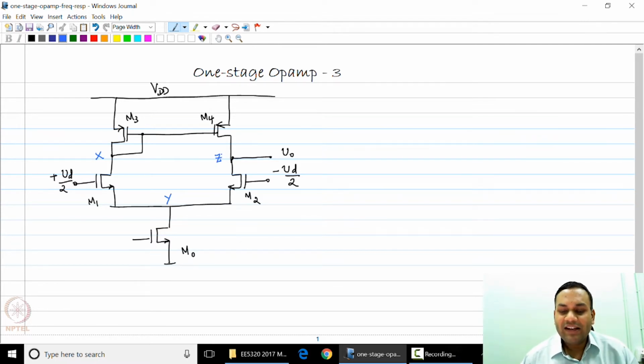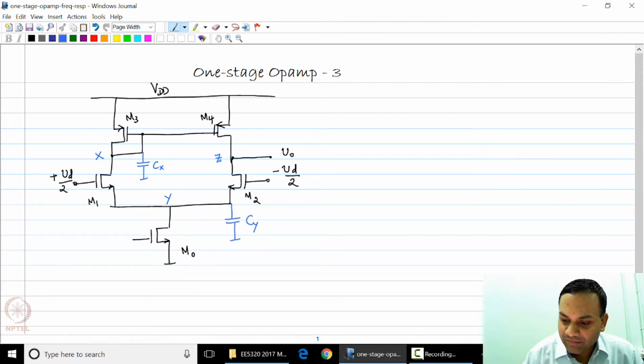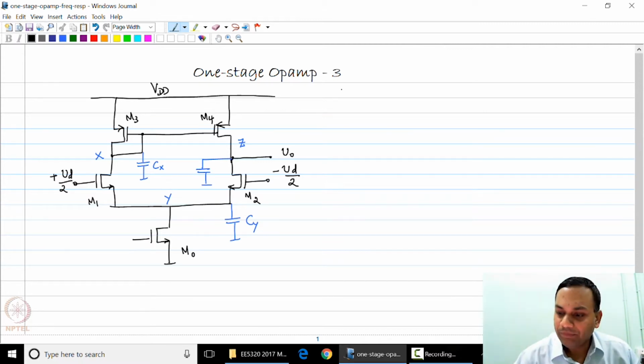And obviously, the parasitic capacitance at these nodes will come from the internal capacitances of the transistors themselves. And once you design the op-amp, you will know what these capacitance values are. For now, we will just assume they are some capacitance Cx, Cy and Cz. Now, what is the effect of Cy?